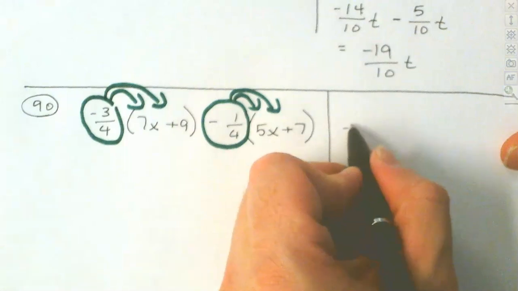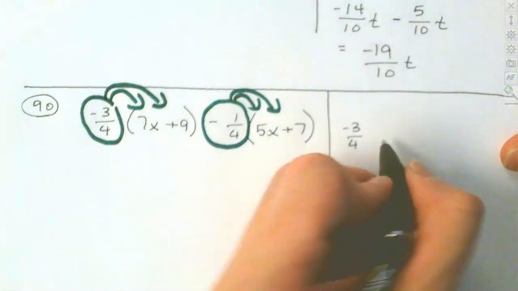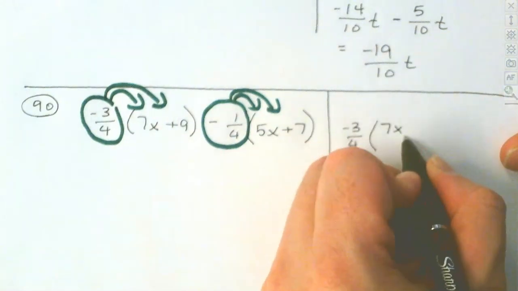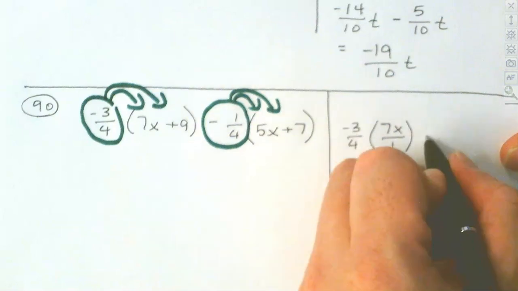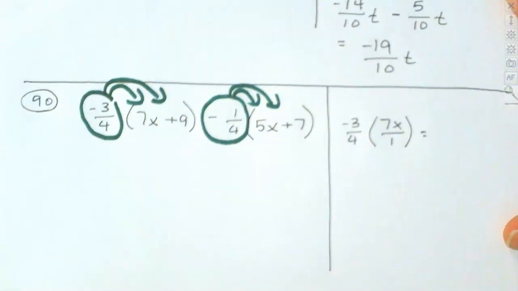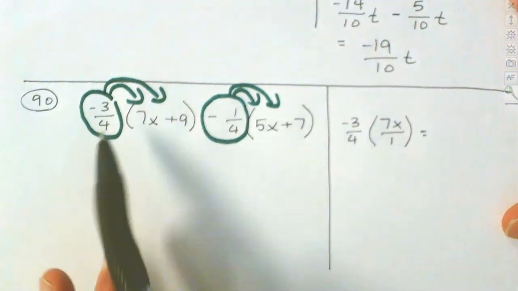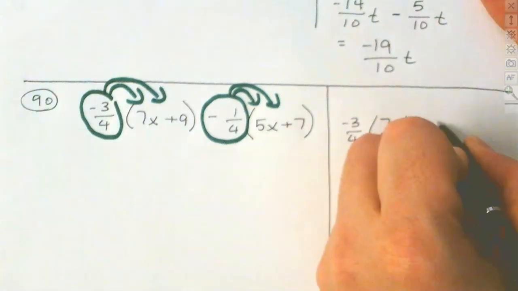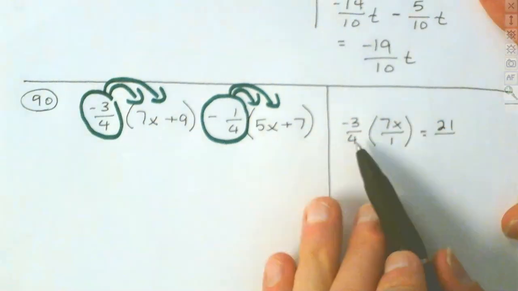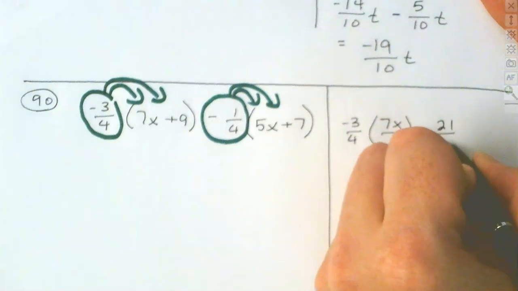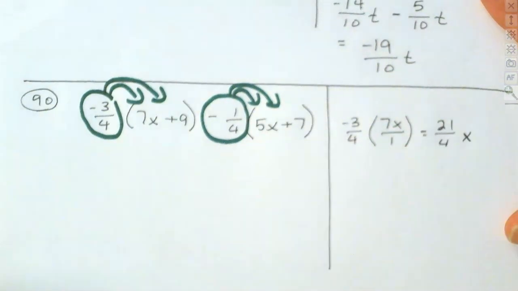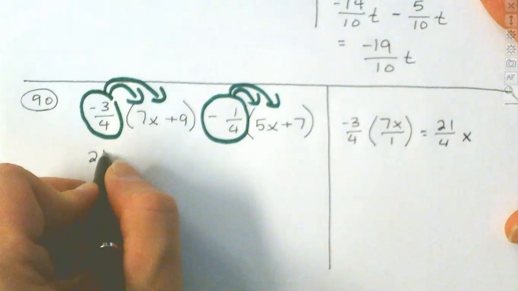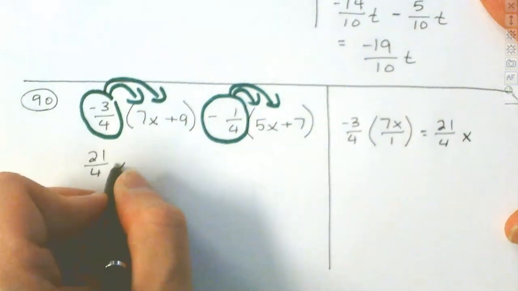We have a minus 3/4 times a 7x, so we'll make that a 7x over 1. Can anything cancel here? No. So we're just going to multiply across. Minus 3 times 7, that makes it a 21. 4 times 1 is a 4, and we'll just put the x on the end. So that one is a 21 over 4x.